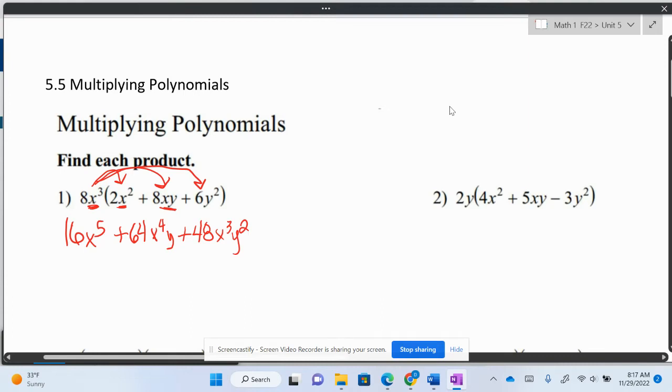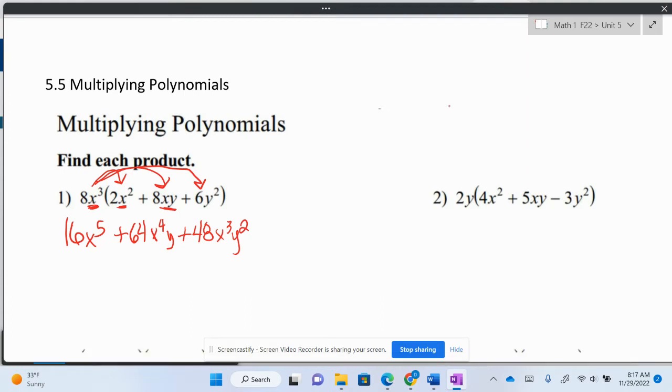So for number 2, multiplying polynomials, again, I'm going to draw my little distributing arrows over the top. That's how I remind myself that I'm actually distributing. 2 times a positive 4 is 8. And then what happens to the y and the x squared? What does that become?